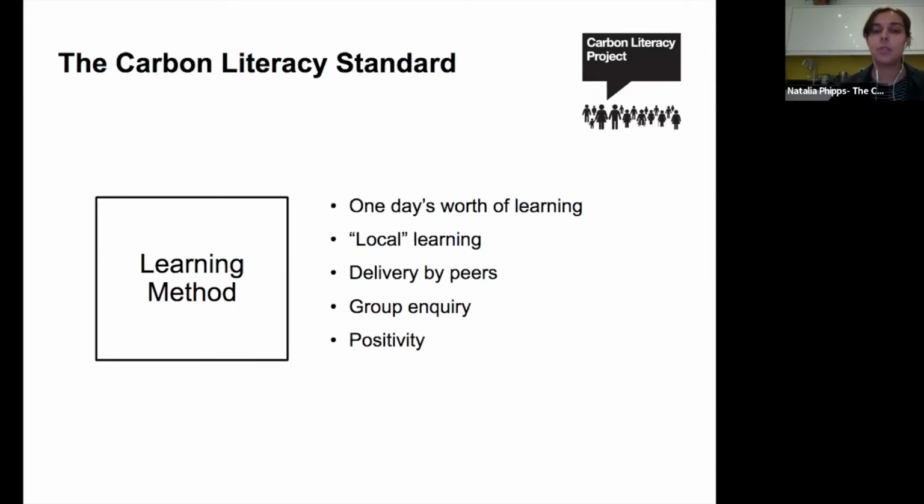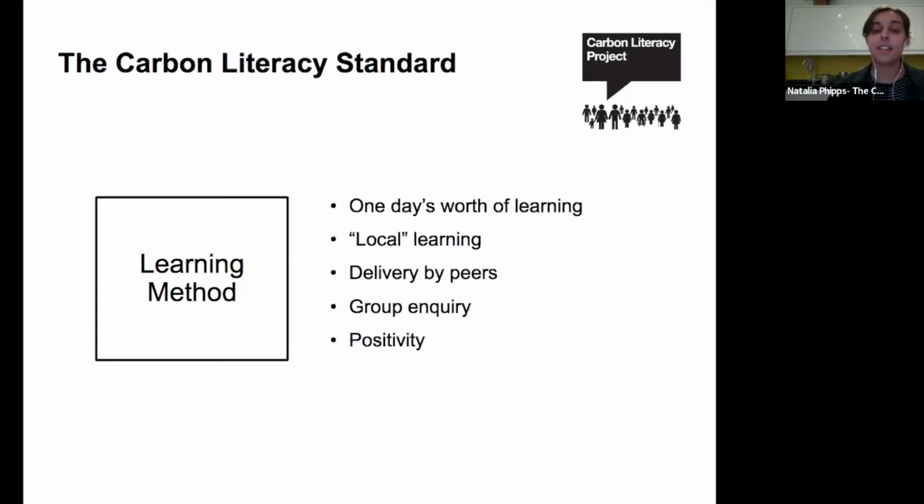The learning is local, so it's taken to where people are at within their walks of life, within their place of work. We try to ban polar bears from training, because if people actually responded to those kind of scientific messages, then we might not be so far down along the road. So we really try to make it local and have that context specific to people.